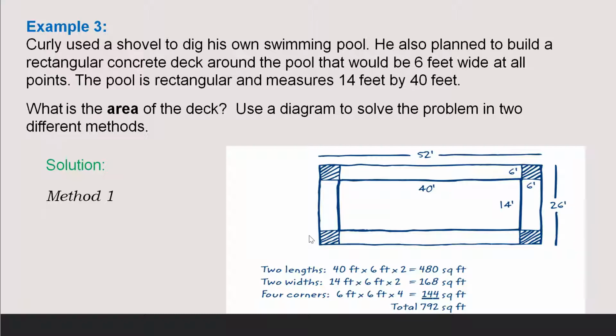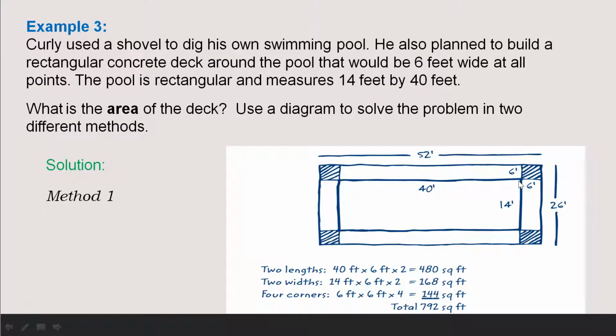Okay, so let's look at this. This is the first method. You would draw the pool itself, which is 40 by 14. And it says that the deck was 6 feet away from the pool at all points. So from this corner, I'm going to draw 6 feet this way and 6 feet this way. I'll do the same thing to each corner. Once you do that, you have created the deck around the pool.